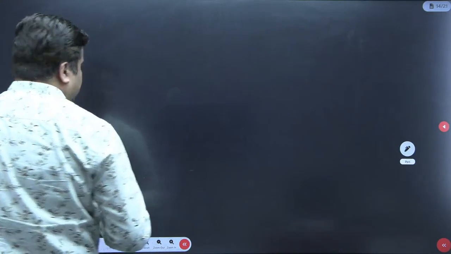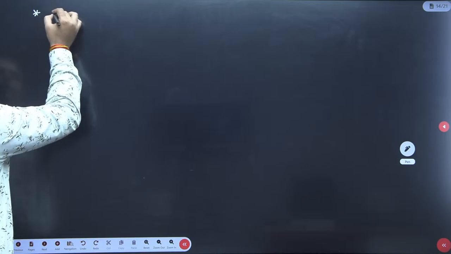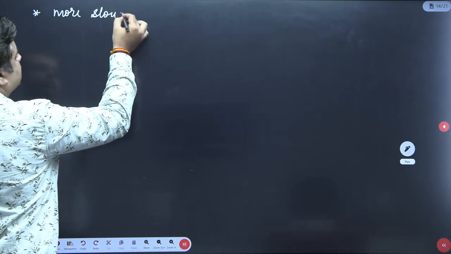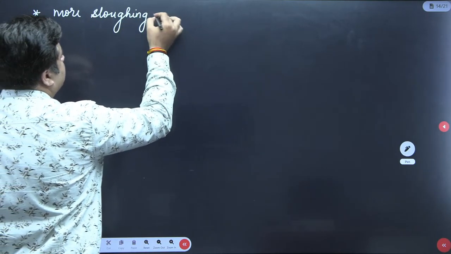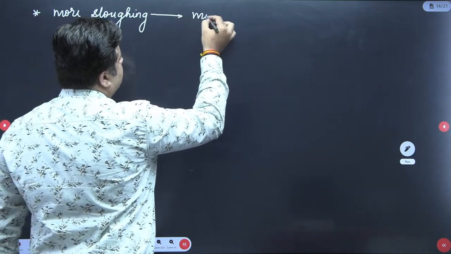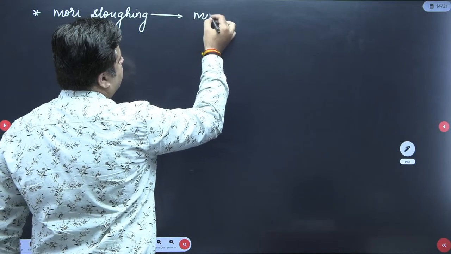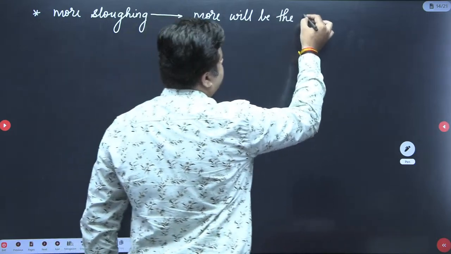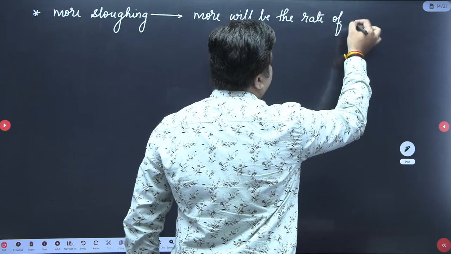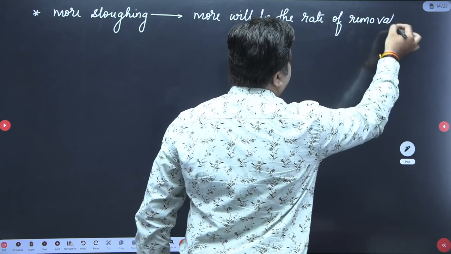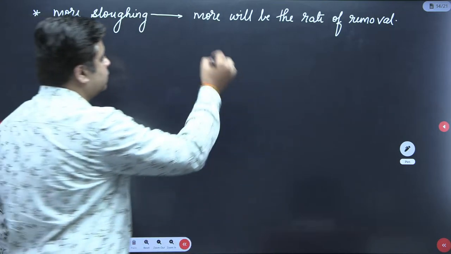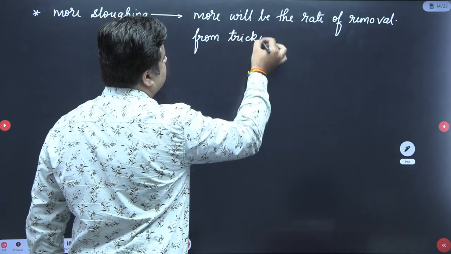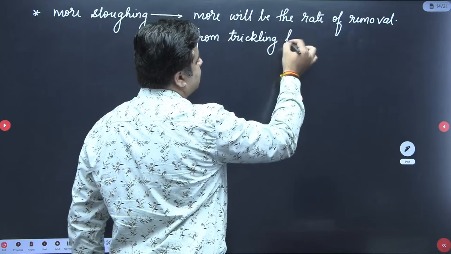First one is, the more the slogging, the more will be the rate of removal from trickling filter. This is the first thing.